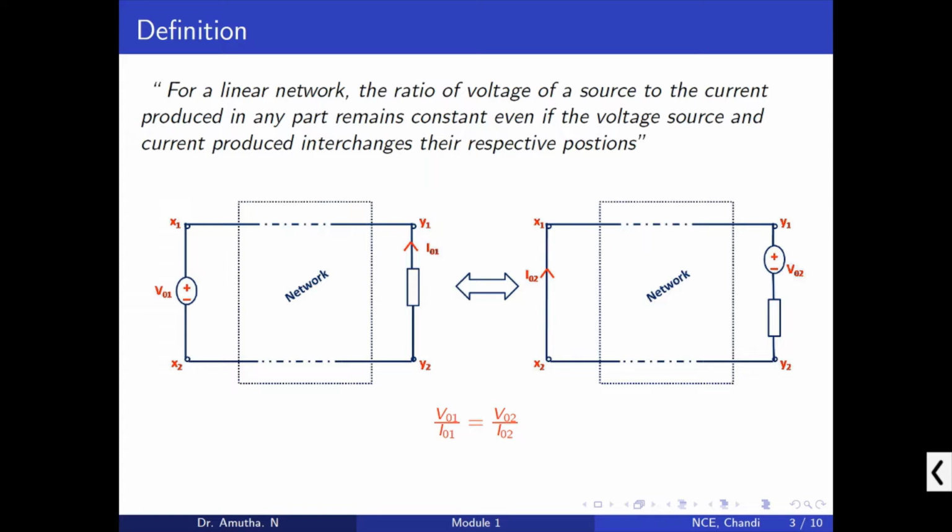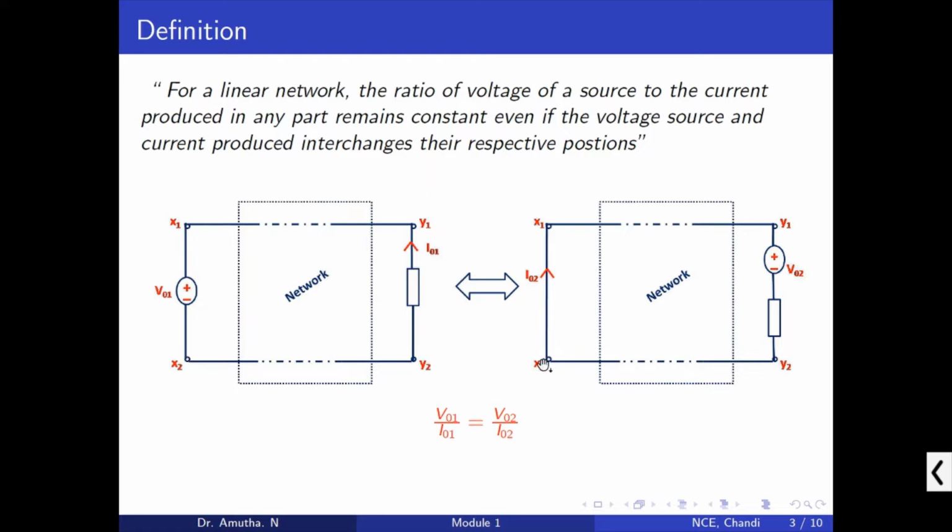Even after interchanging, for example, consider this circuit. We are applying some voltage at this end and we are observing a current at this end, that is V01 and I01. After that, we remove this voltage source. How can we remove it? By short circuiting the voltage source.